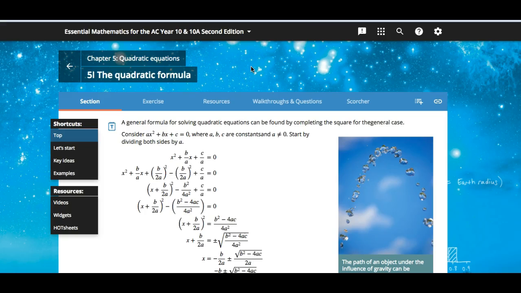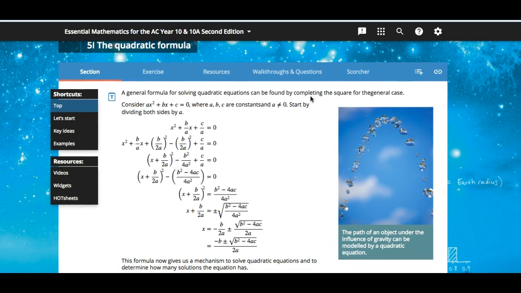Alright, in this video we're going to look at the quadratic formula. You may have already looked at the quadratic formula with your homework tasks, but in class we're going to just focus on the discriminant and drawing graphs from the quadratic formula. So in this video we're just focusing on what the discriminant is.